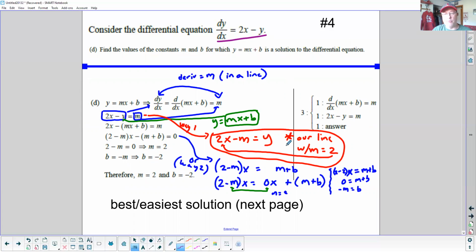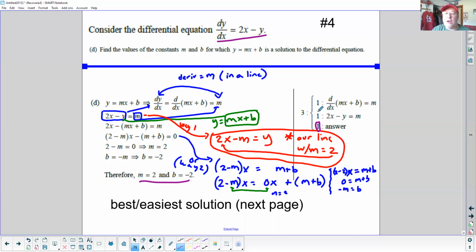This is what the rubric gives me. Now there's multiple ways to do this problem, but the first thing I would look for is, do you have an answer as m equals 2 and b equals -2? I'm going to work backwards on this one. If you do, you get the answer point.